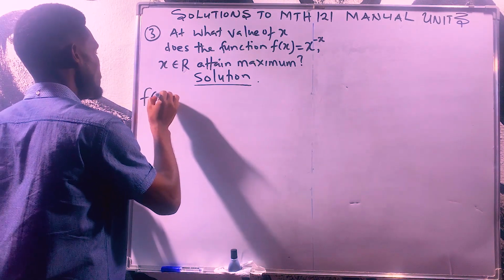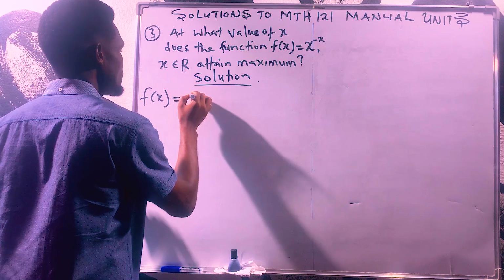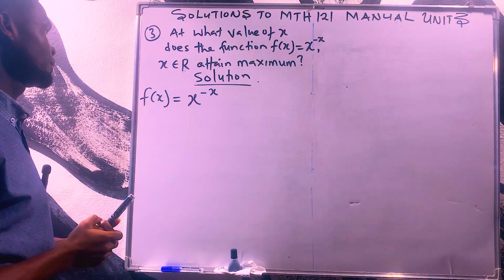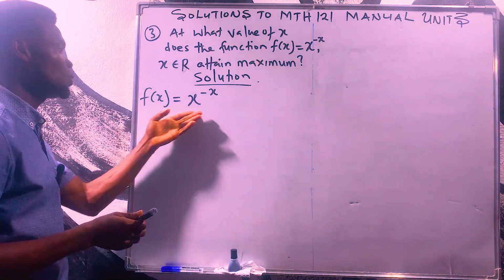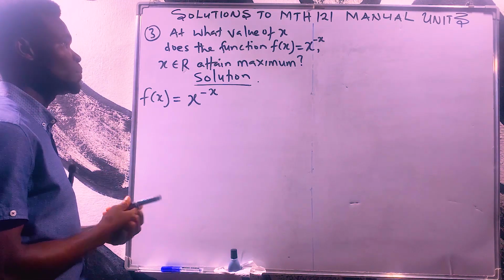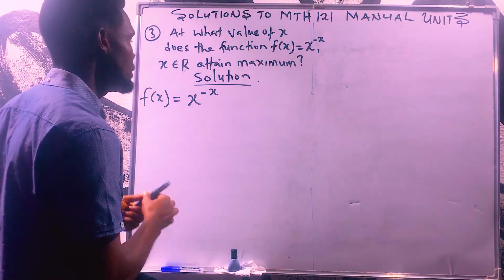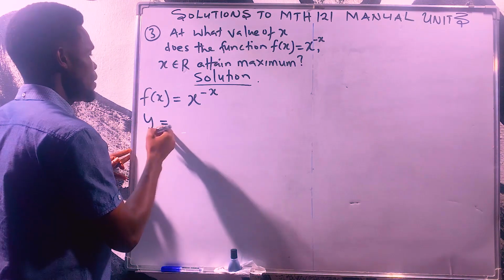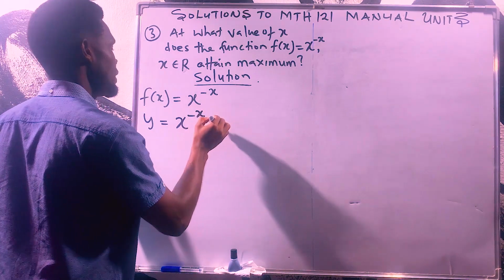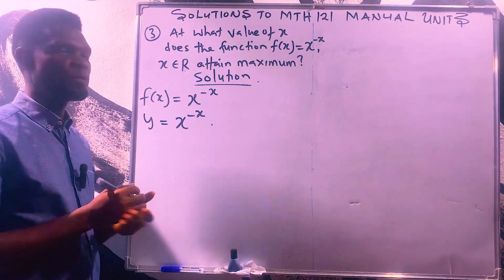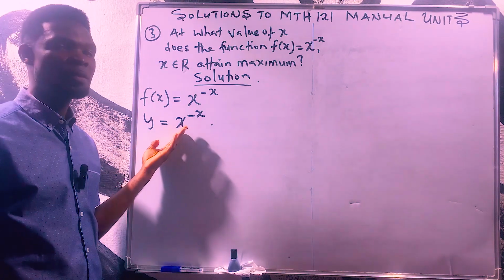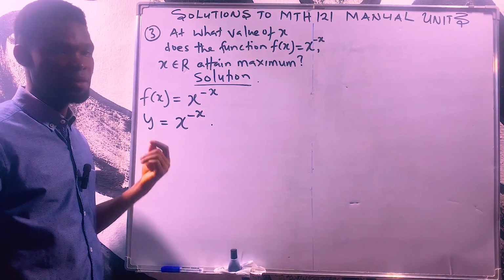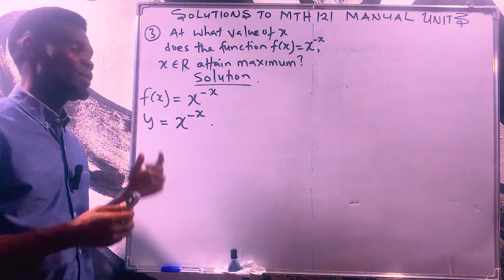The function f of x, which is the same thing as y, is equal to x raised to the power of minus x. So what do we do at this point? It's simple. We are going to write y equals f of x, y is equal to x raised to the power minus x. Now this is the type of function that is a variable raised to a variable, but actually it is variable over variable.